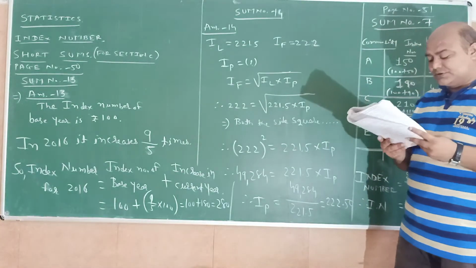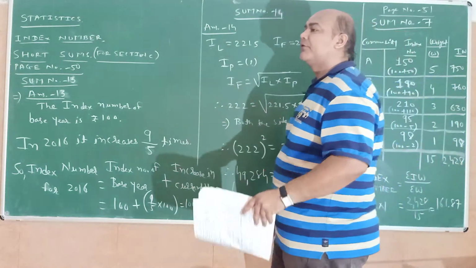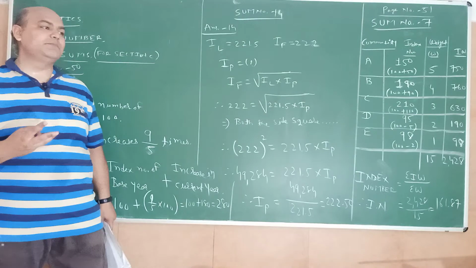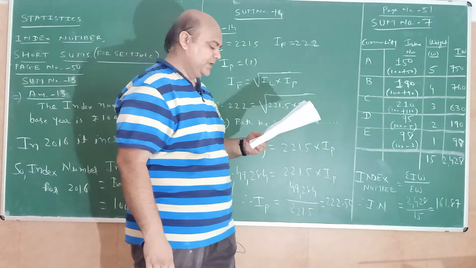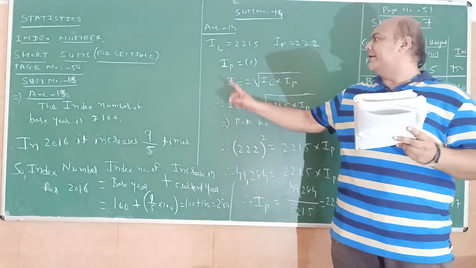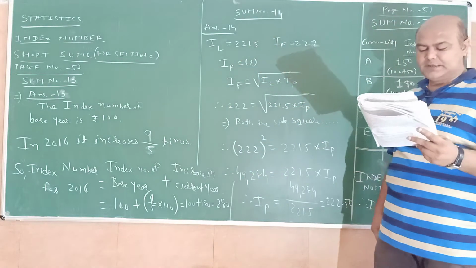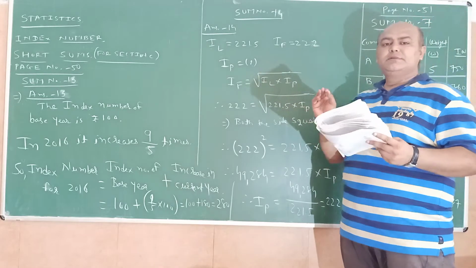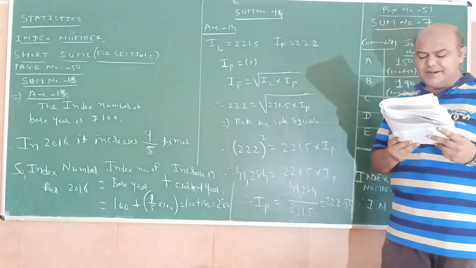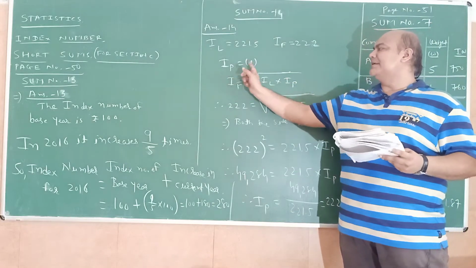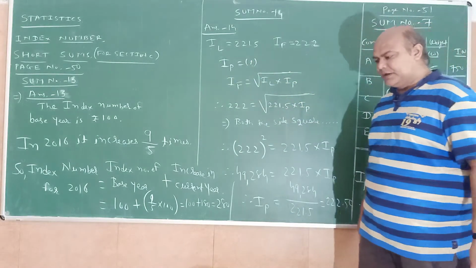They provide us 2 index numbers, and from those 2 index numbers we have to find the third index number. The index number of Laspeyres, that is IL, is provided as 221.5. The index number of Fisher, that is IF, is given as 222. We have to find the Paasche's index number. So here IP is equal to question mark.